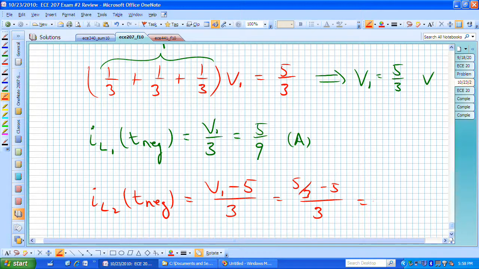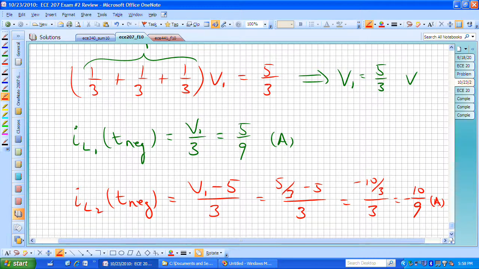This minus 5, when we put it over a 3, is going to be minus 15, and so we now have minus 10 over 3 divided by 3, or minus 10/9.